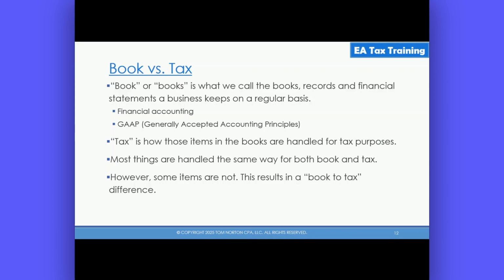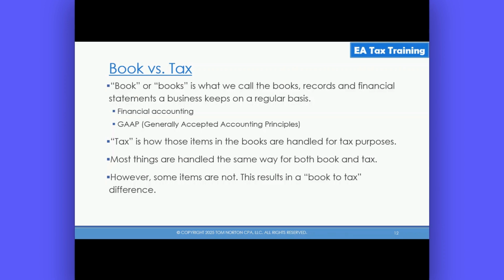So sometimes the politicians want to encourage individuals and businesses to do certain things, so they will allow certain deductions that might not be allowed under GAAP. Or sometimes there are deductions allowed under GAAP that the politicians are like, no, we don't want to encourage that type of behavior. Therefore, we are not going to allow a deduction for that.